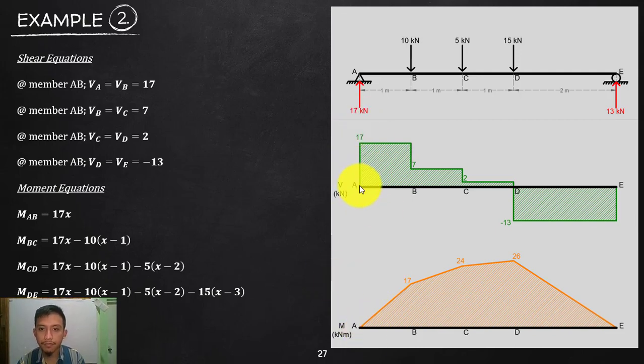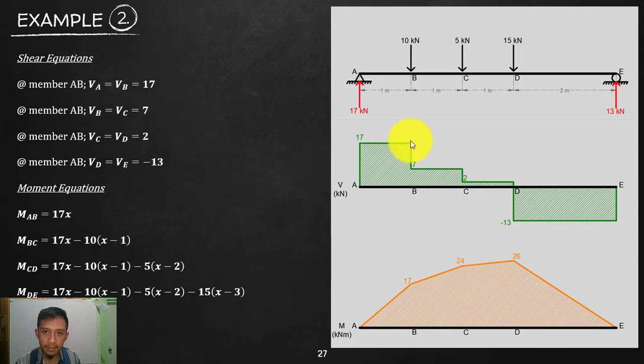Okay, so at A, these are the values that we established. Since we established that AB is a constant 17, BC is a constant 7, CD is a constant 2, and then DE is a constant negative 13, then that will be constant. So at A, that is 17. At B, we will focus ourselves at AB. So at A is 17, at B is still 17. So that is these values. So that is the diagram.